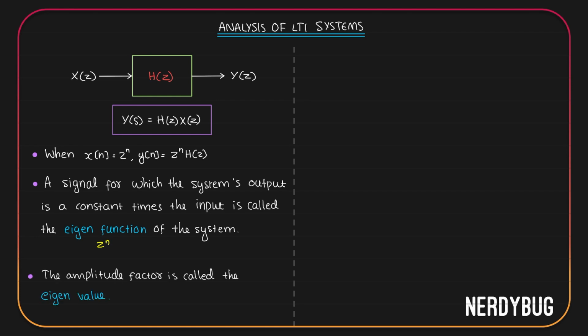We have also learned that the amplitude factor is called the eigenvalue. Here z raised to n is multiplied by h of z. H of z is the amplitude factor. So h of z will be the eigenvalue of this LTI system.